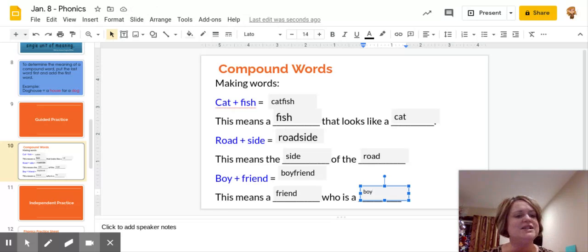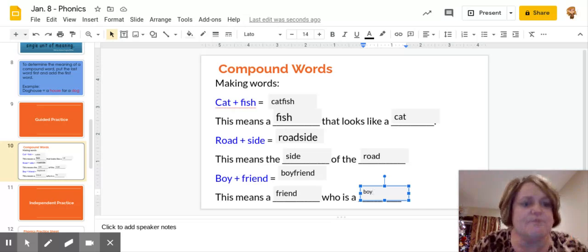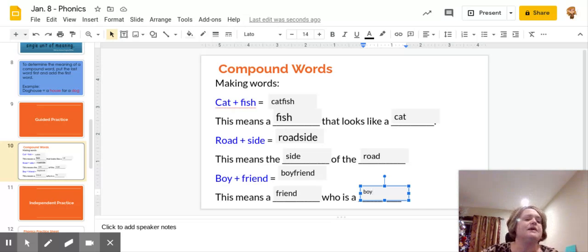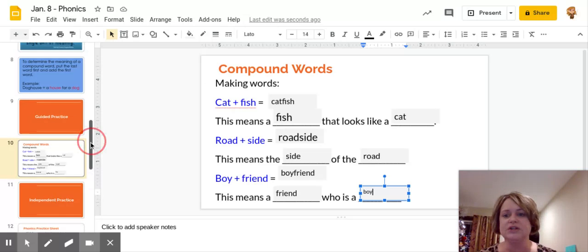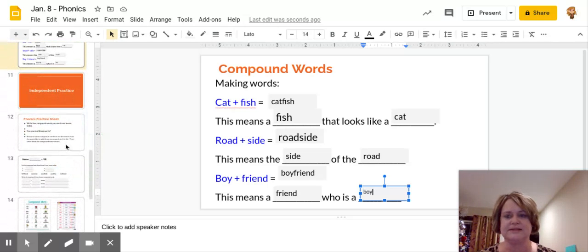Now, this doesn't always work, but most of the time it does. So most of the time, if one of the questions says, what is the meaning of this compound word, then you're going to be like, oh, Mrs. Steck said, put the last word first and then the first word, and that's going to help me with the meaning. Okay? So today you're going to do that a little bit in your independent practice.